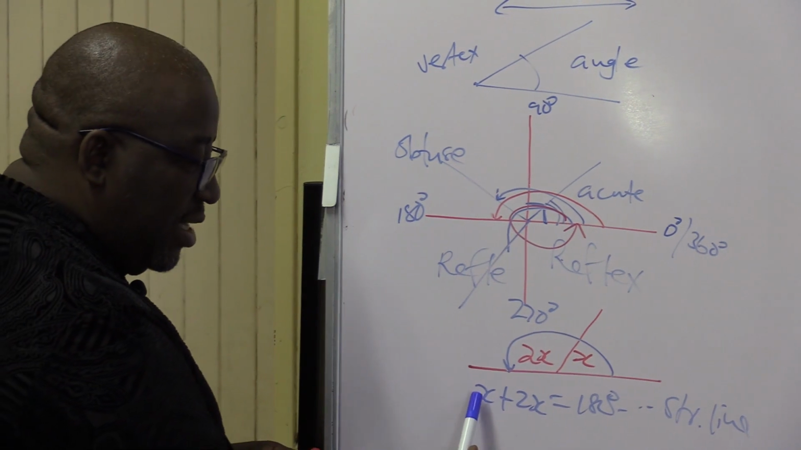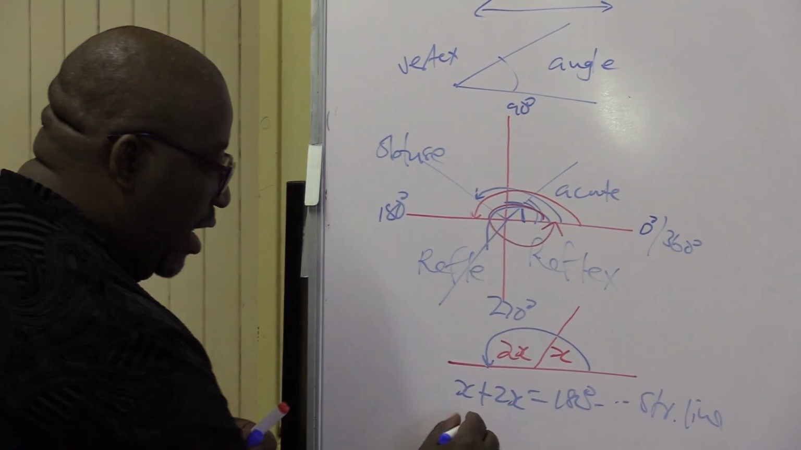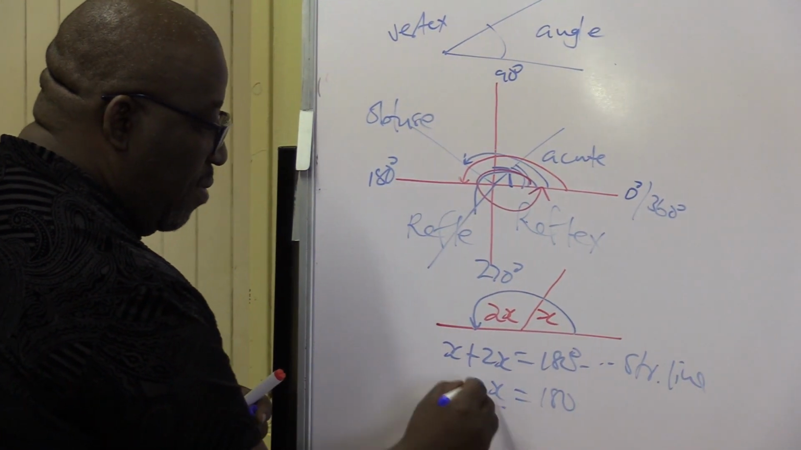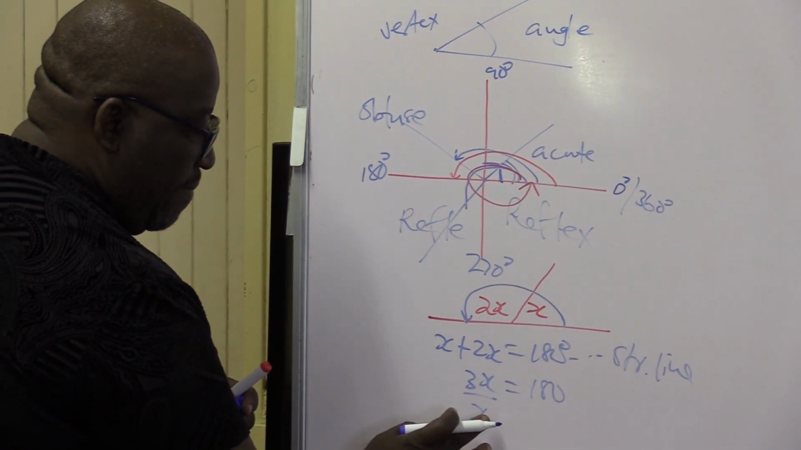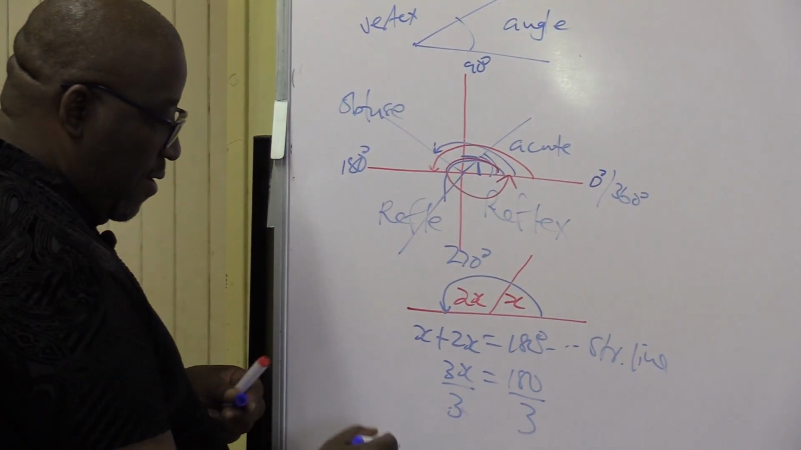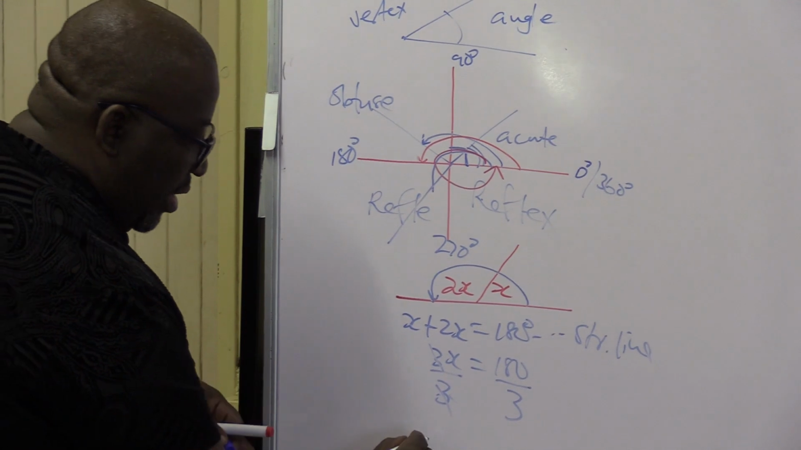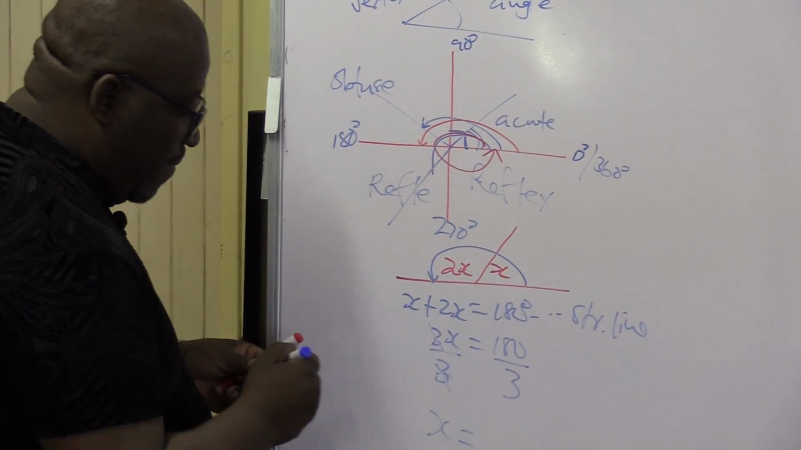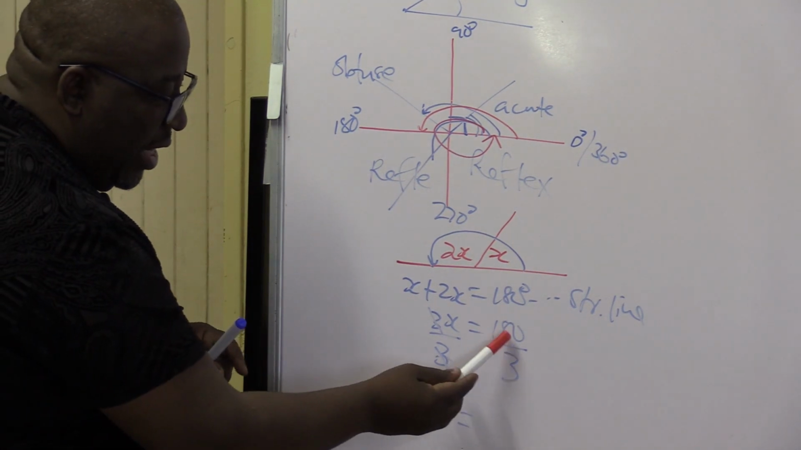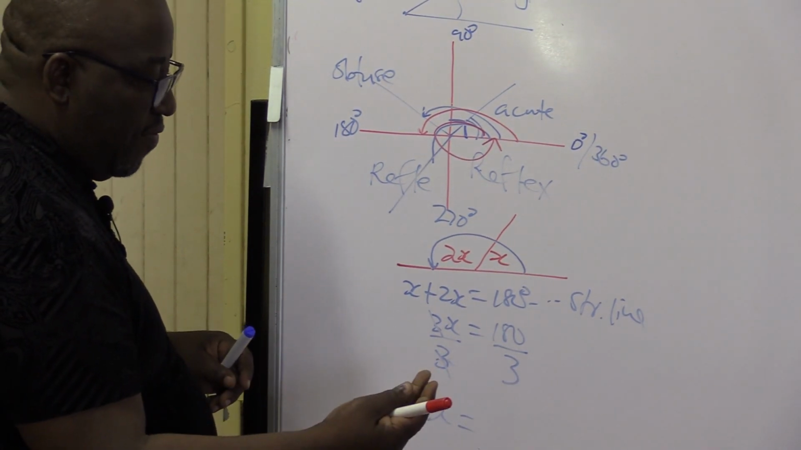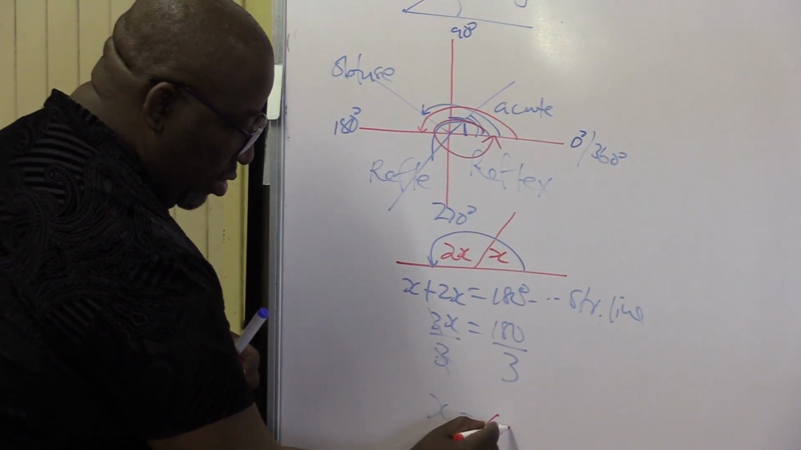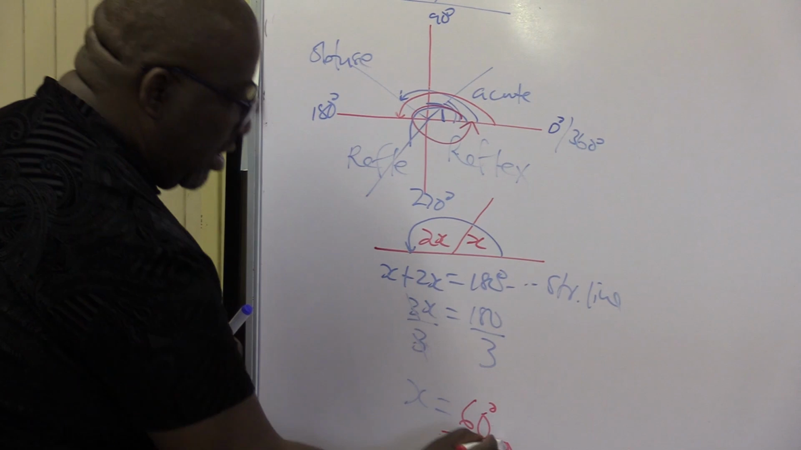So how many x's? This is 1x, these are 2. Together they are 3. So 3x is equal to 180 degrees. Then if I'm looking for x, I divide by 3 on both sides. Divide by 3 this side as well. Divide there once. So x is equal to... 3 into 1 does not go. 3 into 18 goes 6 times. 3 into 0 does not go. So x will be 60 degrees.